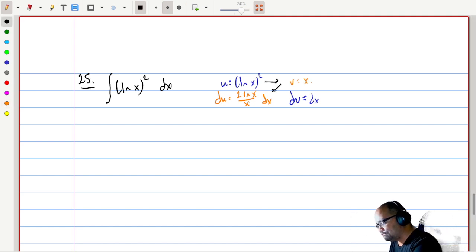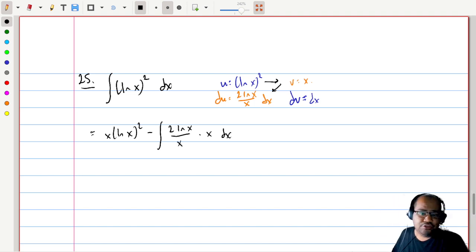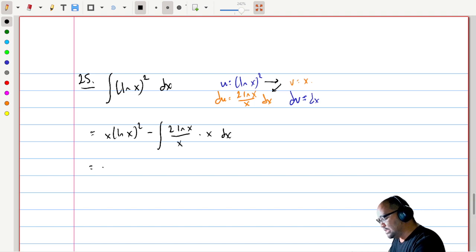Follow your path. So let's write down everything here. u times v, so x times log of x squared, minus the integral of v du. So let's write down everything here. 2 log x over x times x dx. And notice that the x's will vanish. And so now it just reduces to integrating log x here.